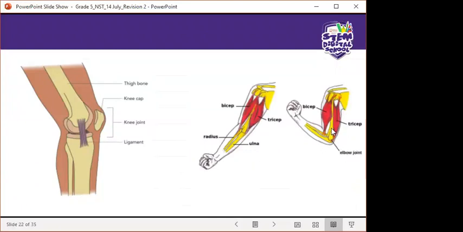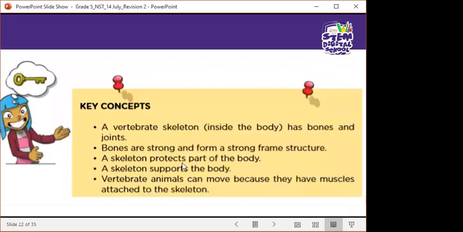Then here we also have another example of a joint. This is the elbow joint, which is indicated on the diagram on the right. And we have our tricep and bicep. Those are our muscles, okay? And the ulna and the radius, those refer to the bones that are found in the lower limb of the arm, okay?